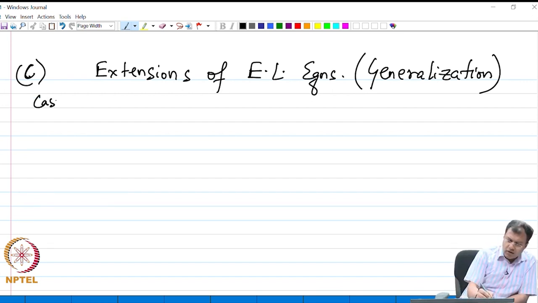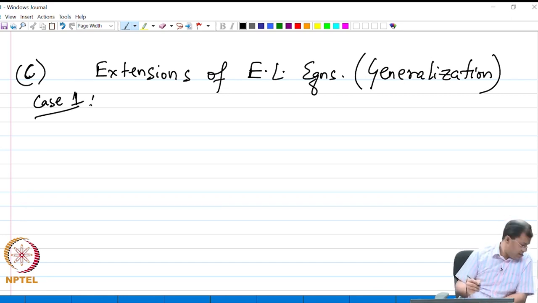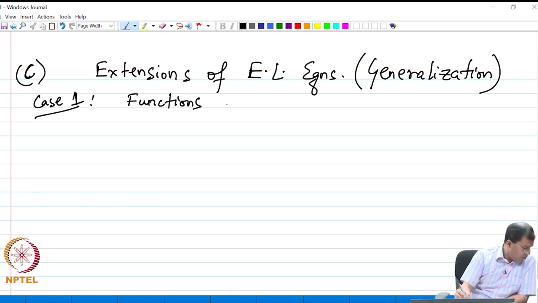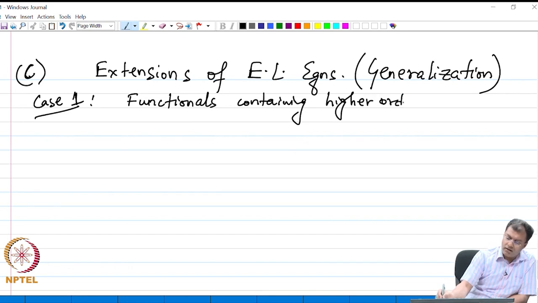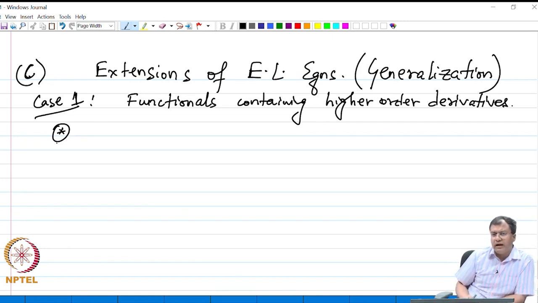Under this, let us look at the first type of generalization. Let me call this case 1. In this case, we look at functionals containing higher order derivatives. Points that are to be noted: we can certainly extend our result of the Euler-Lagrange equation to functions which are the integrands of the functionals and which contain higher order derivatives, let us say derivatives like y double prime, y triple prime and so on and so forth.